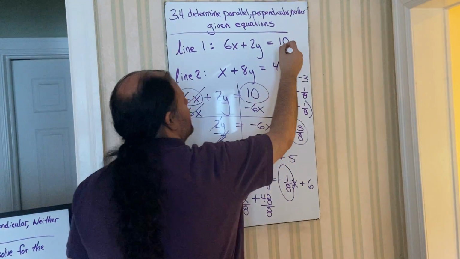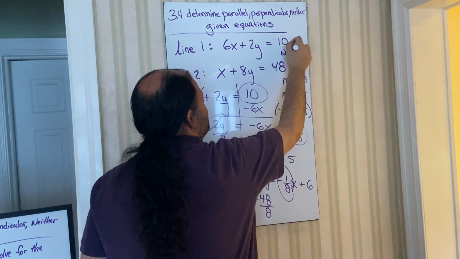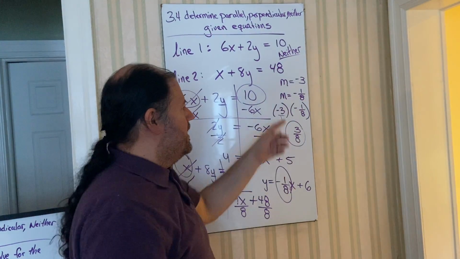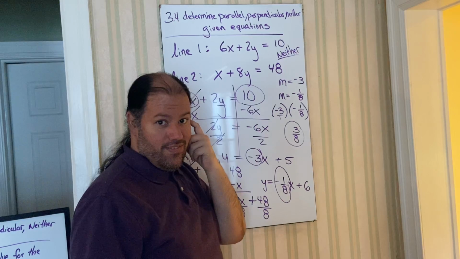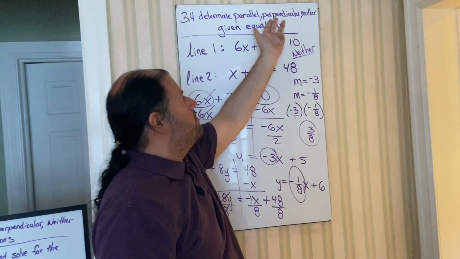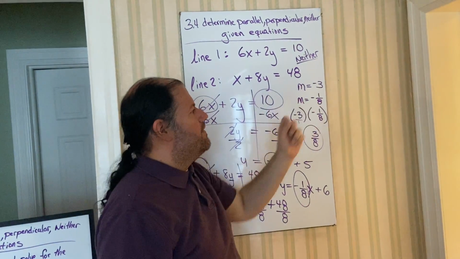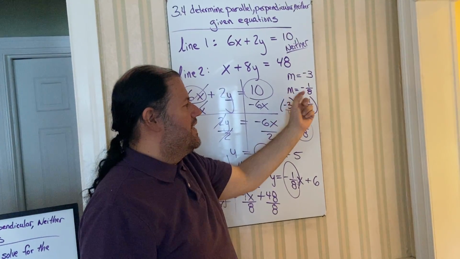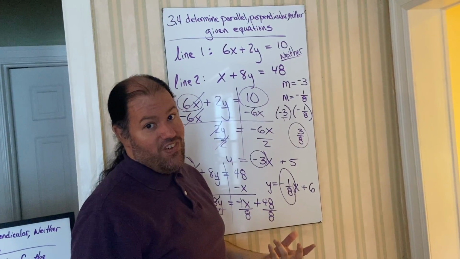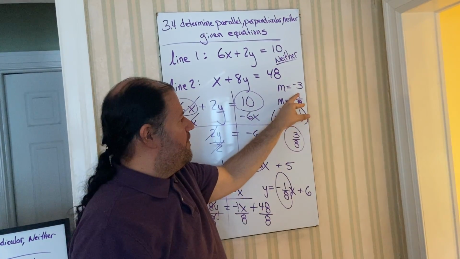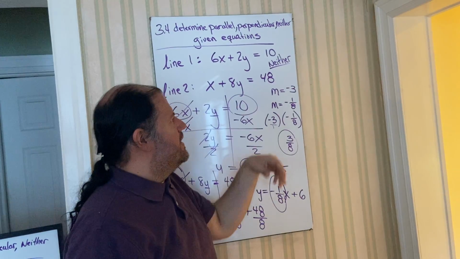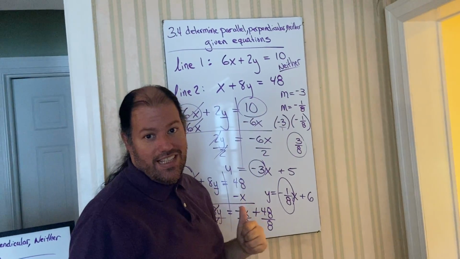So this guy is actually going to be neither. Remember, to be parallel, to choose that, these had to be exactly the same. To be perpendicular, these two would have to be opposite signs. You can see they're not opposite signs. And they would have to be reciprocal of each other. And if you flip negative 1/8 over, that would be 8, not a 3. So that's the reason why we say neither.